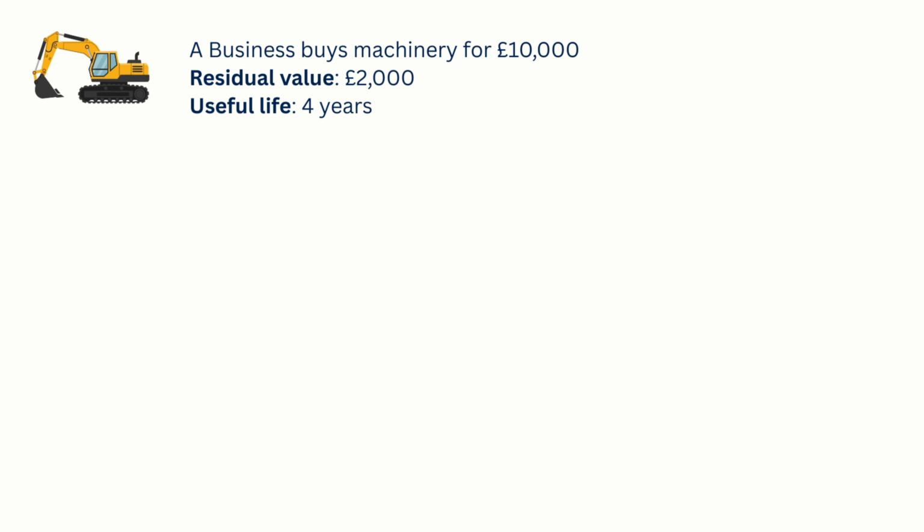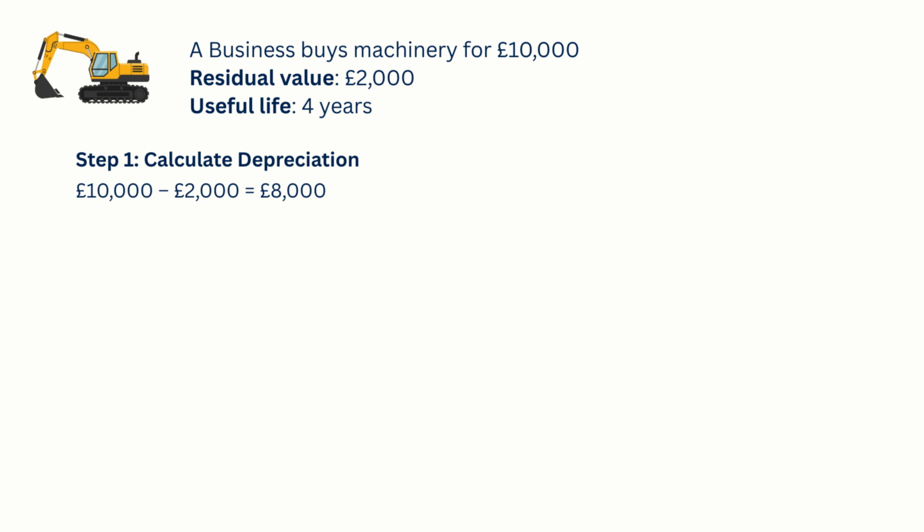Now we calculate the amount we're going to depreciate. Cost £10,000 minus residual value £2,000. £8,000 is the total cost that will be spread over its life. Straight line annual depreciation means the depreciation is the same every year. So we take the depreciable amount £8,000 and divide by 4 years. We will charge £2,000 depreciation every year.